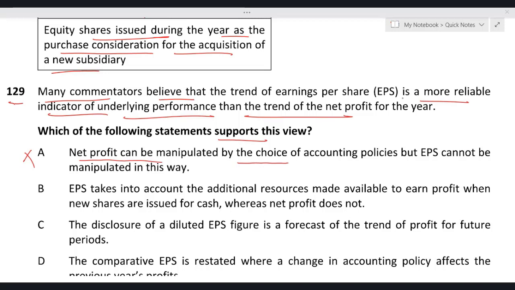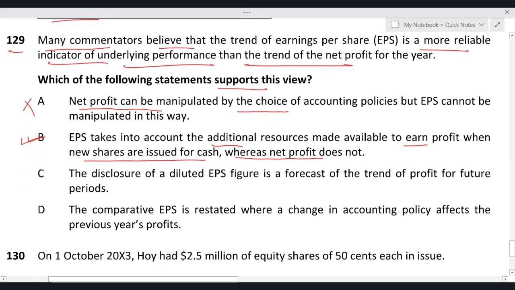Net profit can be manipulated by the choice of accounting policies, but EPS cannot be manipulated. Obviously, if you can manipulate the profit, then EPS can be manipulated. So A is incorrect. EPS takes into account the additional resources made available to earn profit when new shares are issued for cash, whereas net profit does not. That is perfectly all right. Why? Whenever organizations issue shares against cash, we know exactly when and how many shares the company has issued against the cash. But by looking at the profit figure, we cannot say how much cash the company has raised.